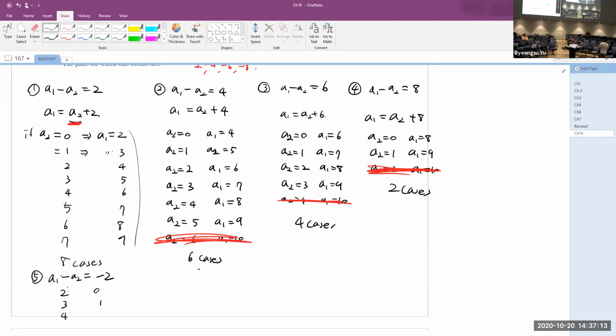40 cases. Yes. It's doubled, because we need to check the negative cases also, right? Great. Good question.